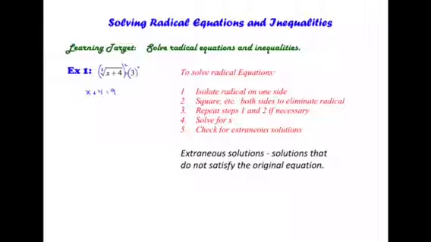Then you repeat steps 1 and 2 if necessary. If you square something and it gets rid of one radical but you have another one, then you have to do steps 1 and 2 again. In this case we don't. We go for solving for x, so we subtract 4 and we get x equals 5.